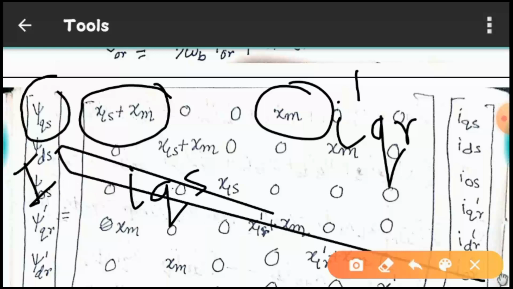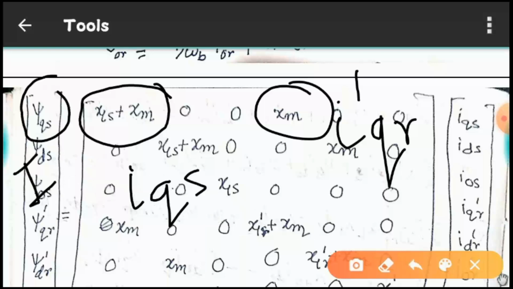There is a crack on my screen, so I cannot write there. So this is our induced EMF, I_E.